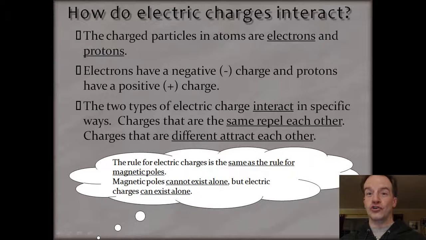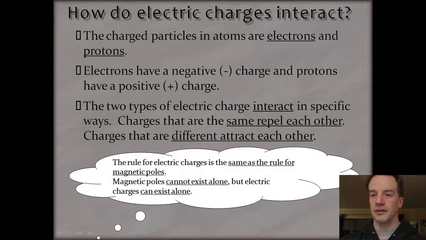How do electric charges interact? The charged particles in atoms are electrons and protons. Electrons have a negative charge and protons have a positive charge. The two types of electric charge interact in specific ways. Charges that are the same repel, charges that are different attract each other.